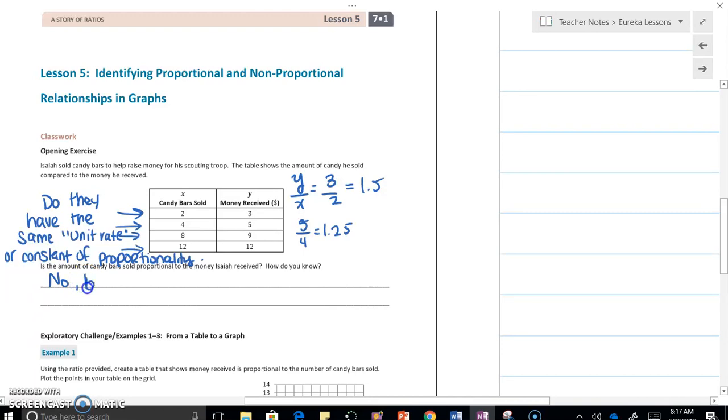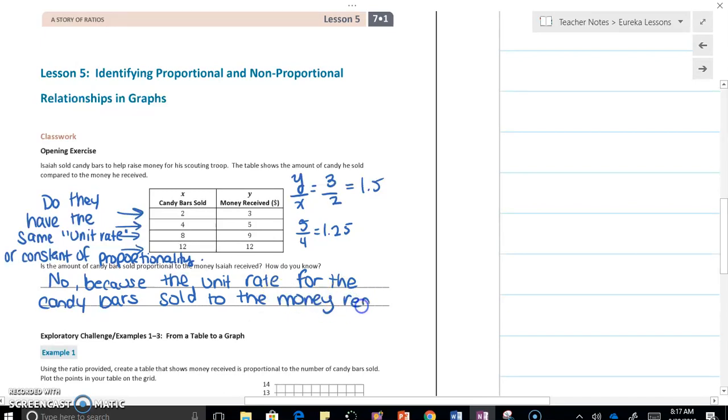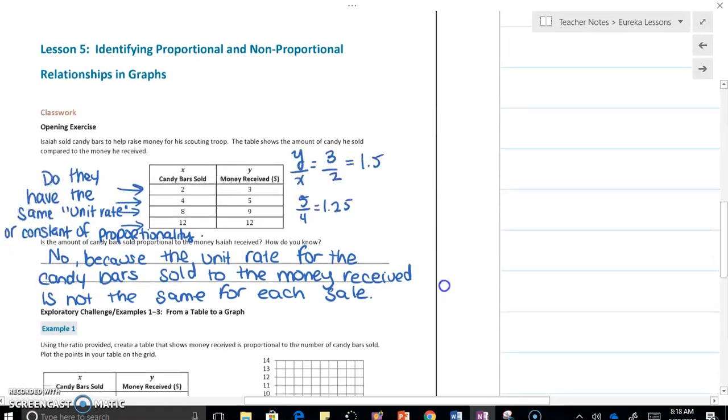No, because the unit rate for the candy bars sold to the money received is not the same for each sale. Okay. So that's just a little brief exercise.